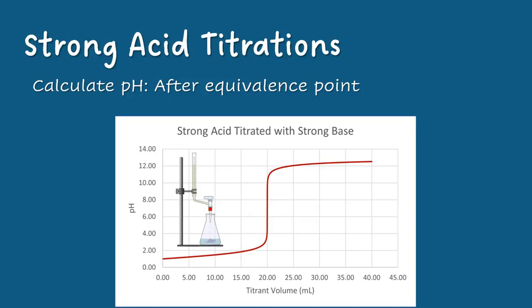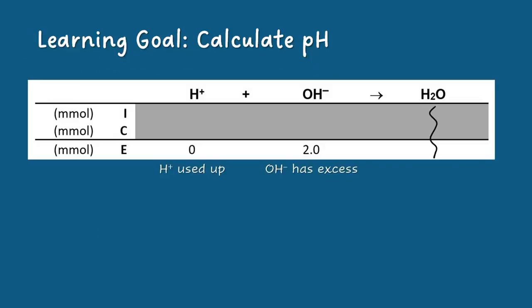Hi everyone! This video looks at a strong acid titrated with a strong base and will focus on the pH calculation after the equivalence point. This is a situation where our titrant volume is more than 0 milliliters, which means we have to set up a millimole table. The E row of our millimole table tells us where we are on the titration curve and guides us as to how to calculate the pH from that information.